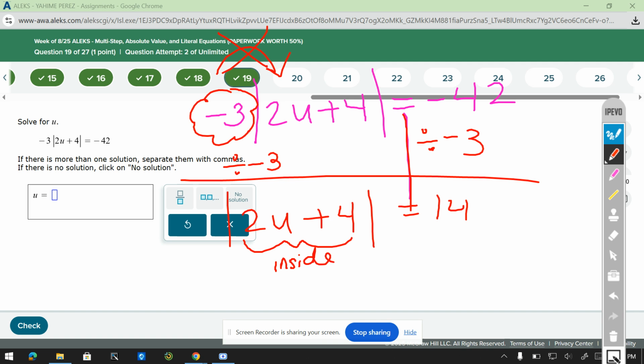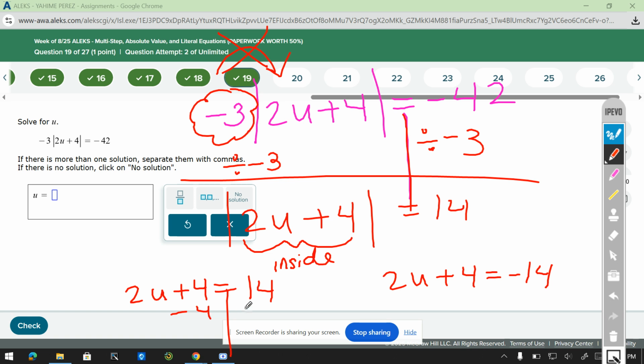and we're going to essentially turn this into 2 equations. We're going to take the inside, 2u plus 4, and make it equal to positive 14. But we're also able to make it equal to negative 14. And then we're going to solve. 2-step equation, going to subtract 4 first. And then divide by 2, that'll be 5.